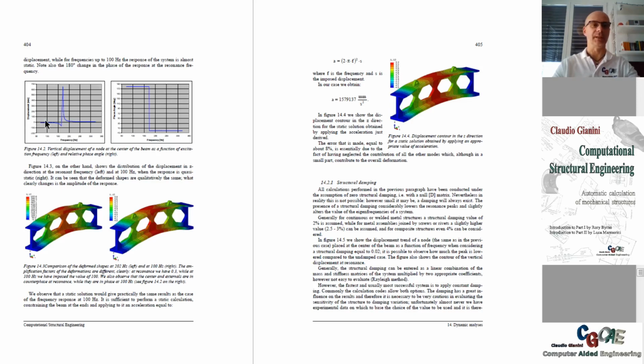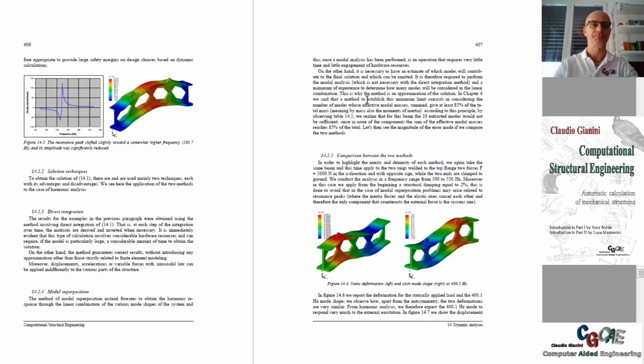We can see that we pass through one resonance, of course, and we see also the phase angle, which at resonance changes. Then a comparison with, let's say, an approximation of how this could be obtained by static analysis is given.